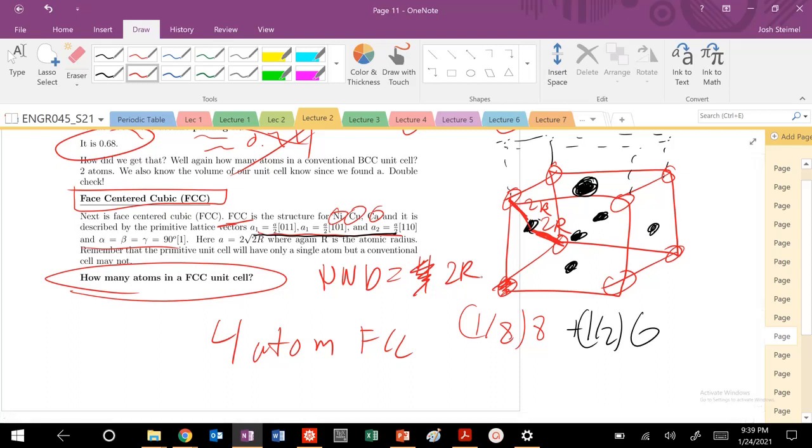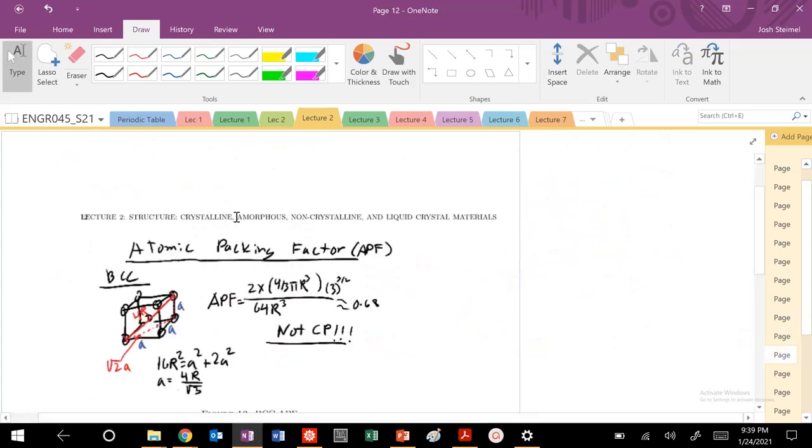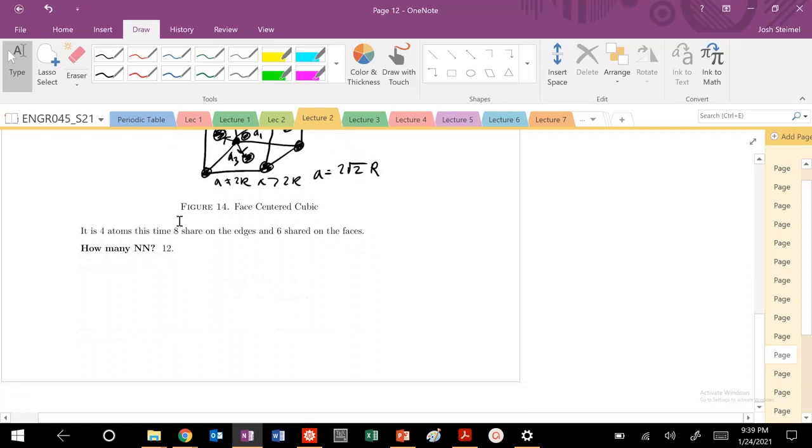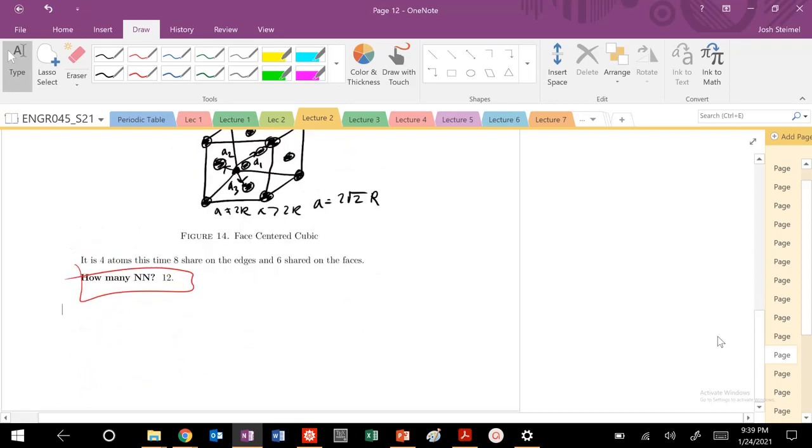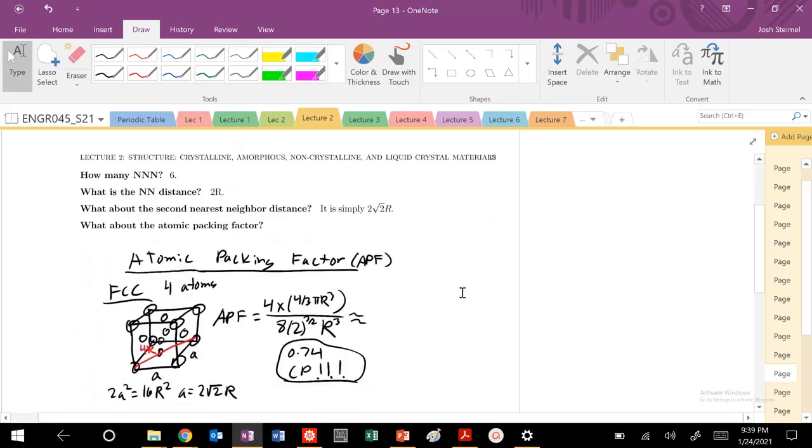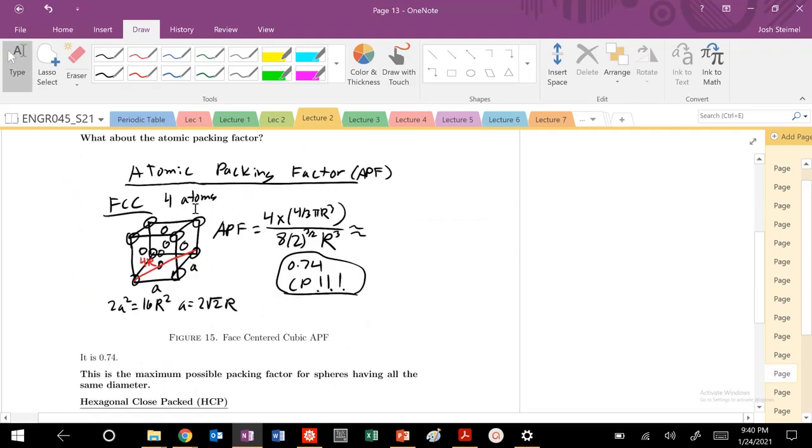How many nearest neighbors do we have? That's a little bit more complicated to get at, and you have to imagine that in 3 dimensions. You can see here, for example, this atom has 1, 2, 3 nearest neighbors, and then you share it going in the 3 dimensions. So for FCC, we have 12 nearest neighbors. You can look at the Mathematica notebook and try to visualize that. So: 4 atoms, 12 nearest neighbors. Next nearest neighbors, we don't have to worry about. Nearest neighbor distance, 2R. What is our lattice parameter here?